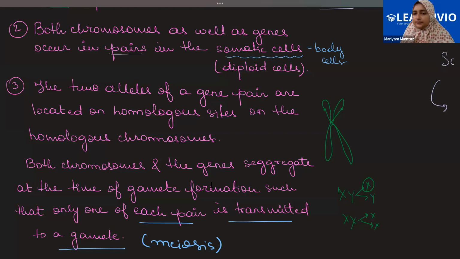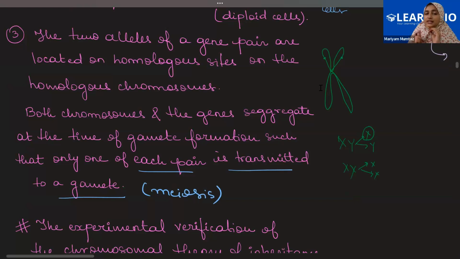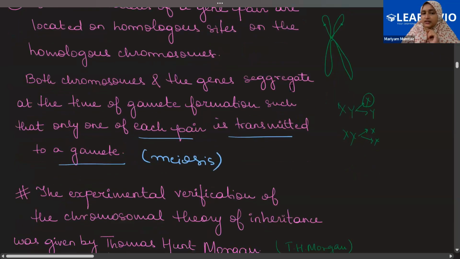So this much is clear. Yes, ma'am. Now, the two alleles of a gene pair are located on the homologous sites on the homologous chromosomes. Right? See, homologous chromosomes are the ones that have the same structure, and they are located on the homologous sites. Now, both chromosomes and genes segregate at the time of gamete formation such that only one of each pair is transmitted to the gamete.